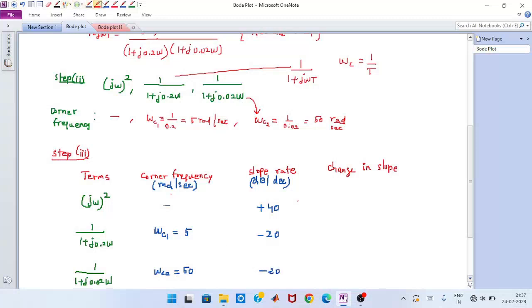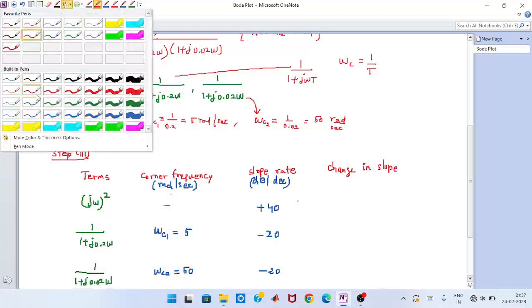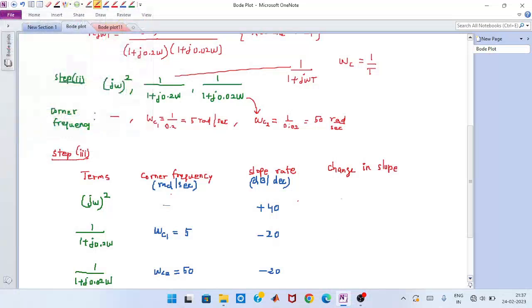Now we have to find out the corresponding change in the slope. For that you just have to make a subtraction. For the first one, there is no change in the slope. Here we have 40, and here we have minus 20. So when I put the change in slope, 40 minus 20, the value is 20 dB per decade. Similarly, here we have 20, but the slope rate is minus 20. So the change in slope is 20 minus 20, which is 0 dB per decade. So this is the change in slope value.